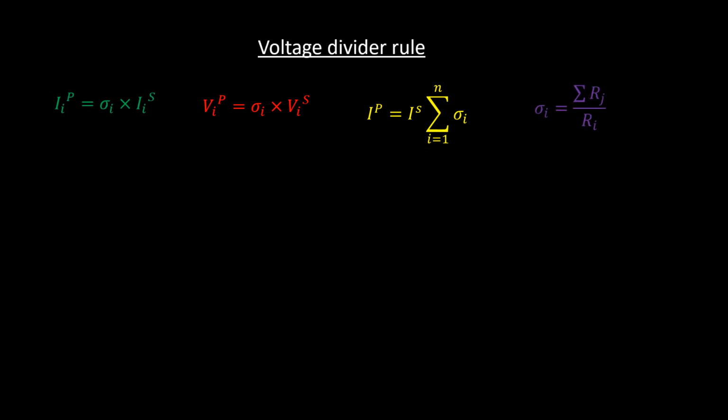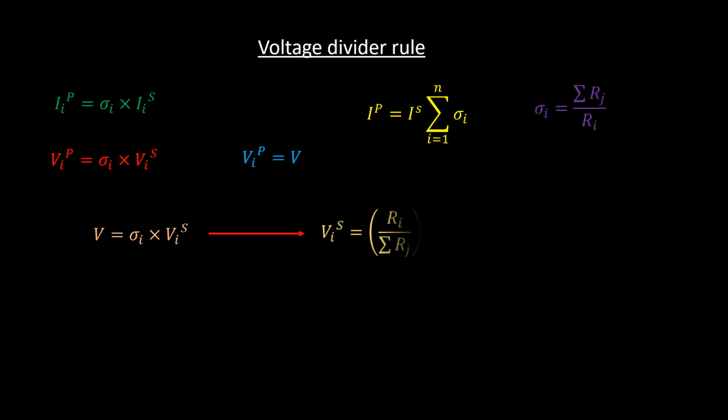Now, let us derive the voltage divider rule. To do that, let's consider the voltage relationship. Note that the voltage across any resistor in a parallel circuit is equal to the supply voltage. So, our voltage relationship can be written as follows. Subbing the expression for sigma i into this equation yields the following equation. This is the voltage divider rule for any number of resistors connected in series.